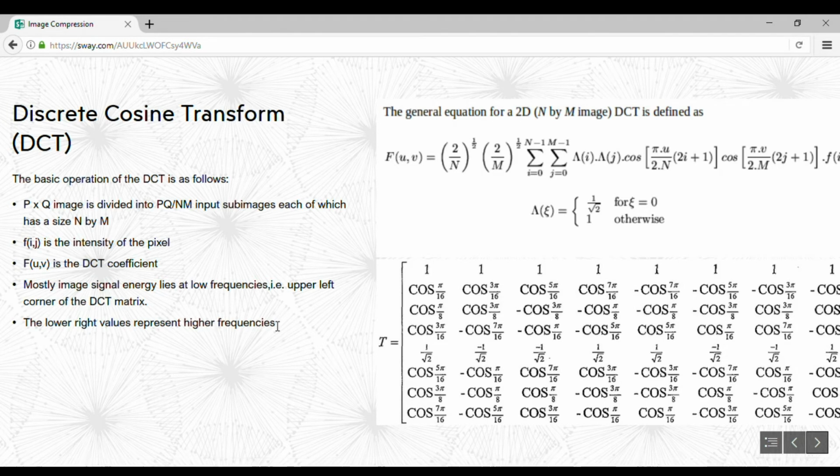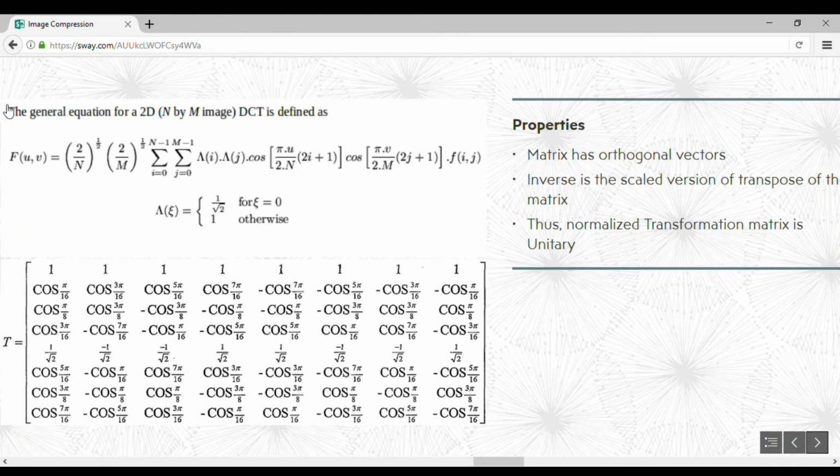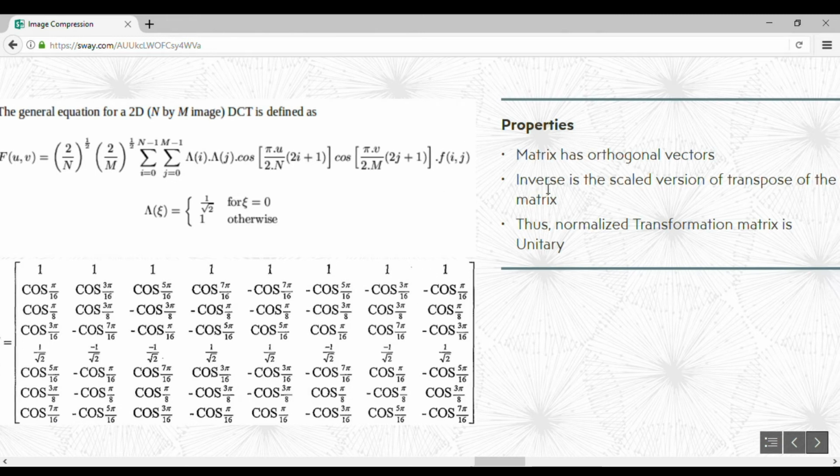thus making the compression possible. The general equation for the 2D DCT is as shown, and the equivalent matrix contains orthogonal vectors. Because of this, the calculation of the inverse becomes very easy, as it is just a scaled version of the transpose. The normalized transformation matrix is unitary. This doesn't change the norm of the vectors from the previous basis.